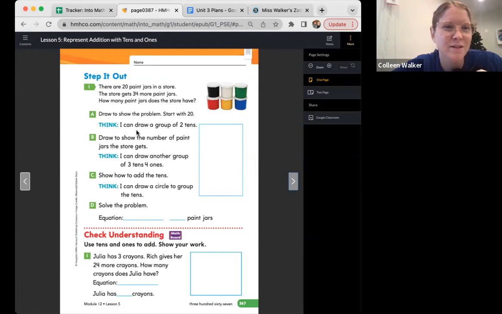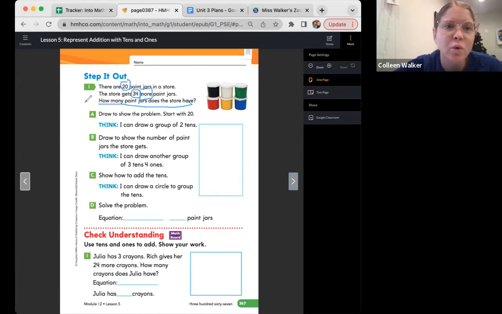Okay, so it says, step it out. There are 20 paint jars in a store. Awesome. I love how some of you are already circling your numbers. You guys are on top of it. The store gets 34 more paint jars. We could circle 34. What do you want to do? Yep. You want to box more? Awesome. I love it. How many paint jars does the store have?